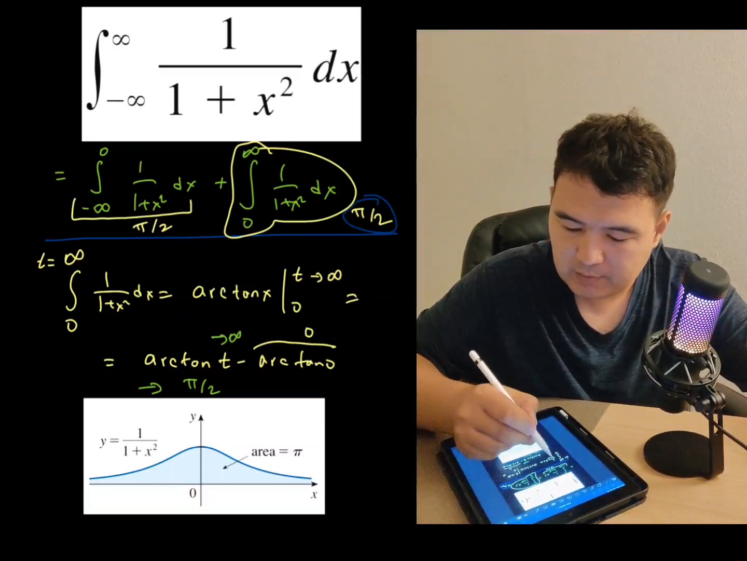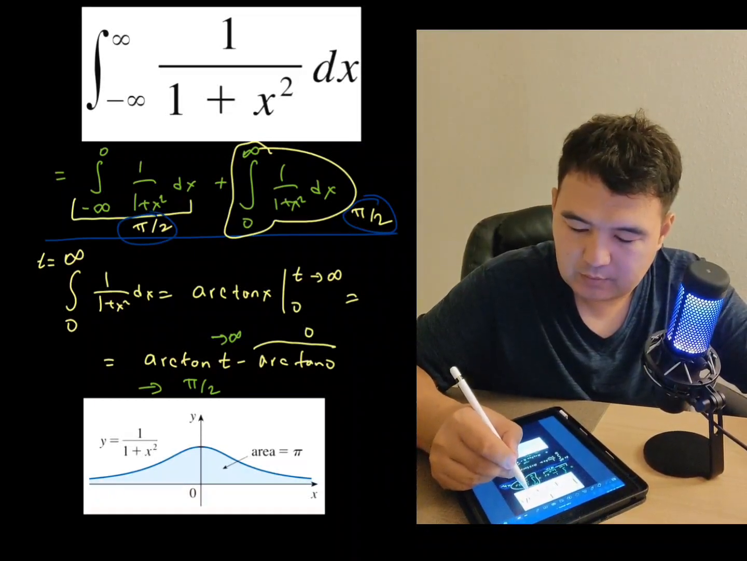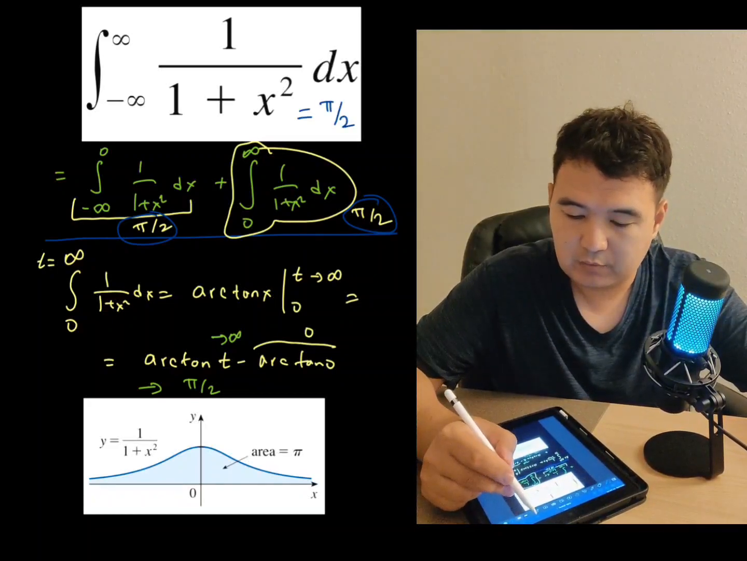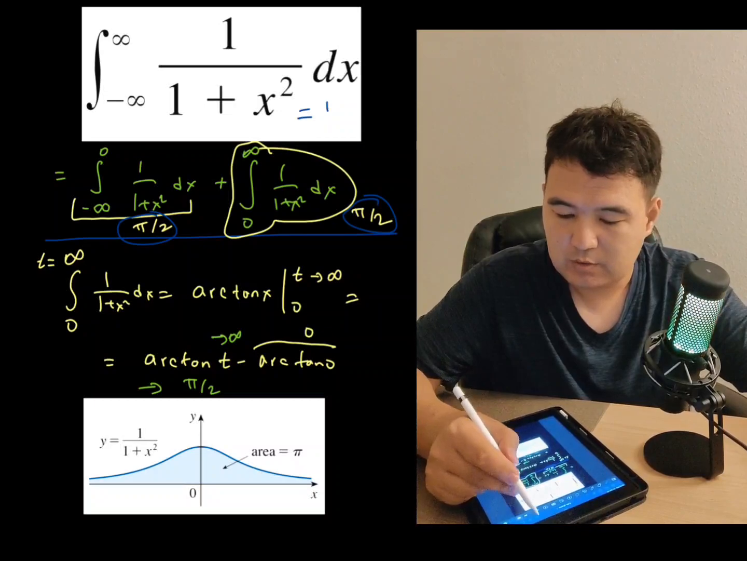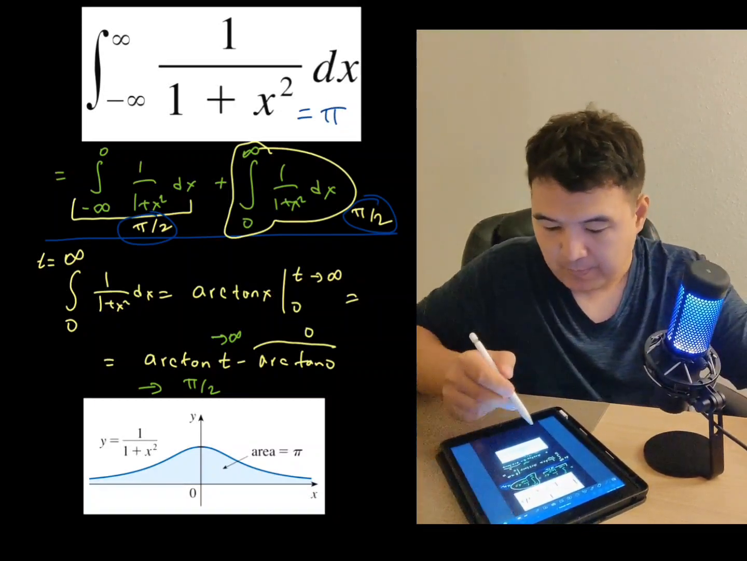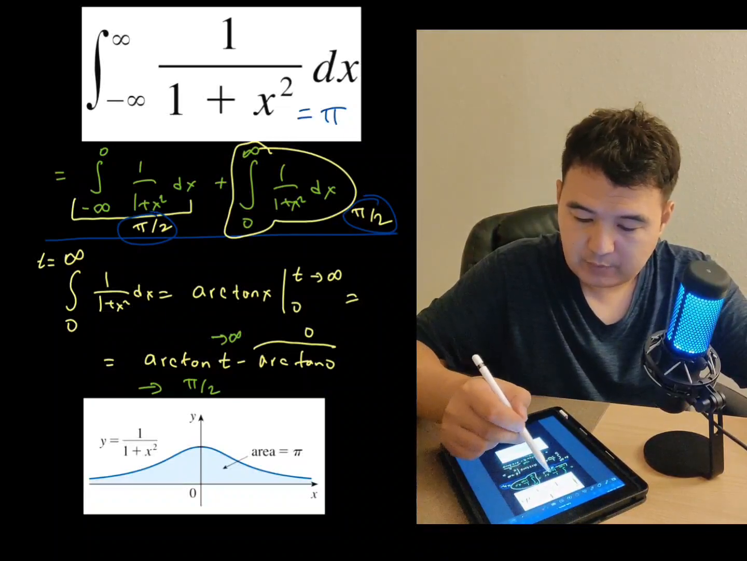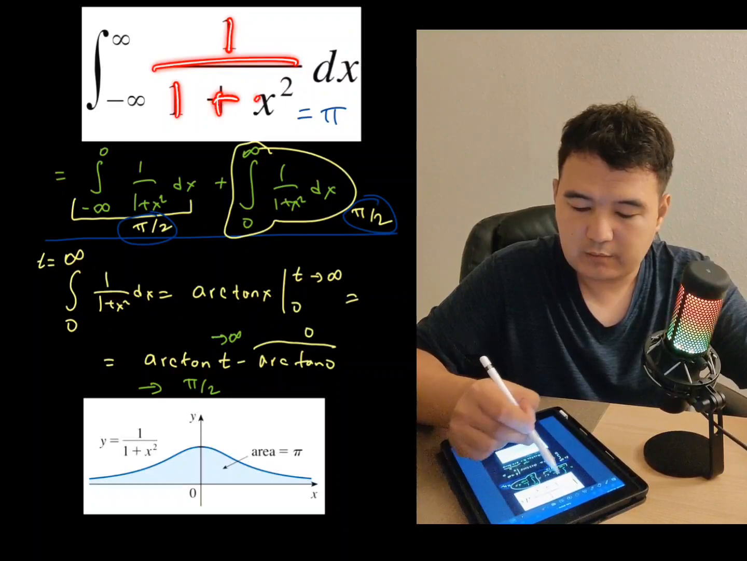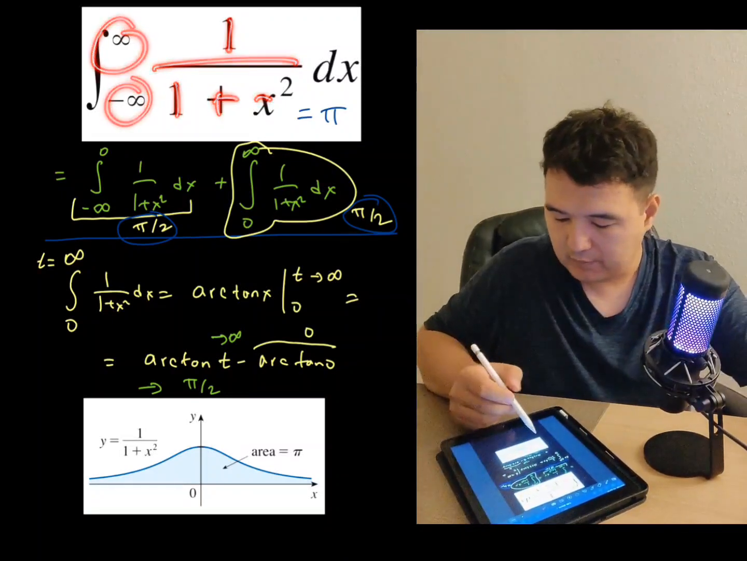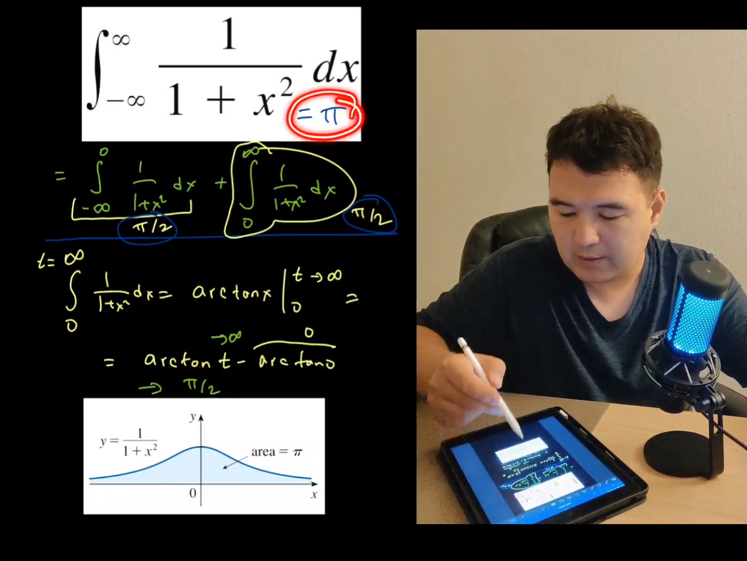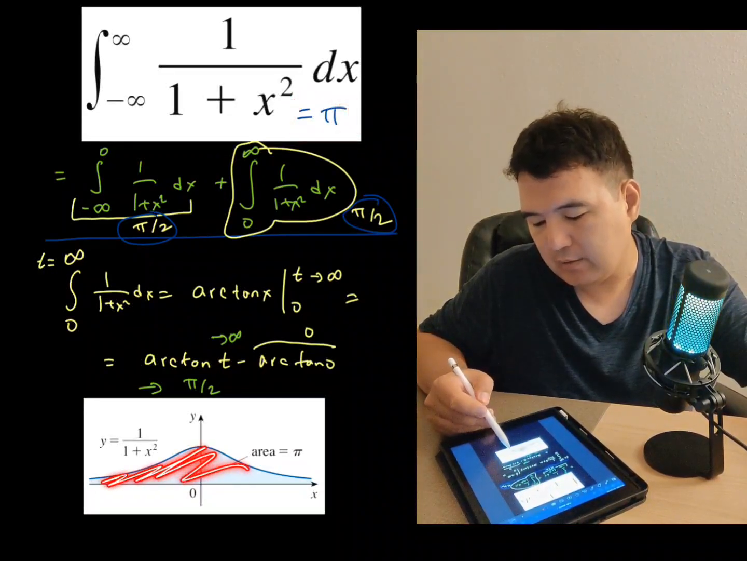In total, this part is pi over 2 and this part is pi over 2, so the result of this integral is pi over 2 plus pi over 2, which is just one whole pi. So this integral of 1 over 1 plus x squared from negative infinity to positive infinity represents this curve, and as we found, pi is the area under that curve.